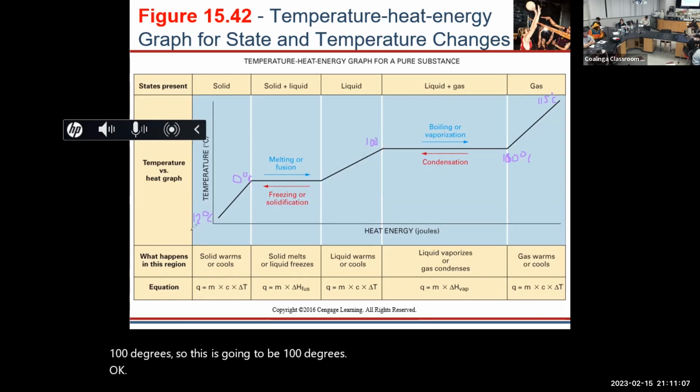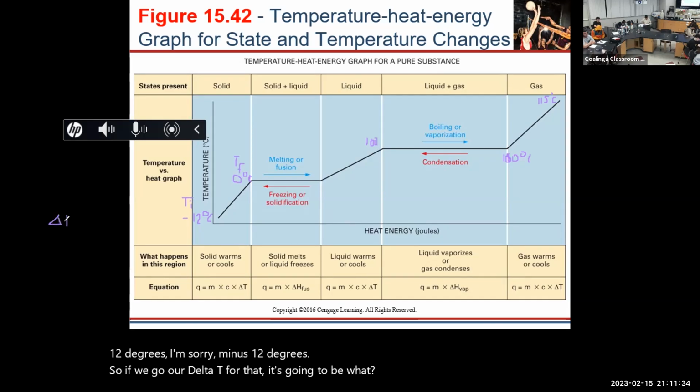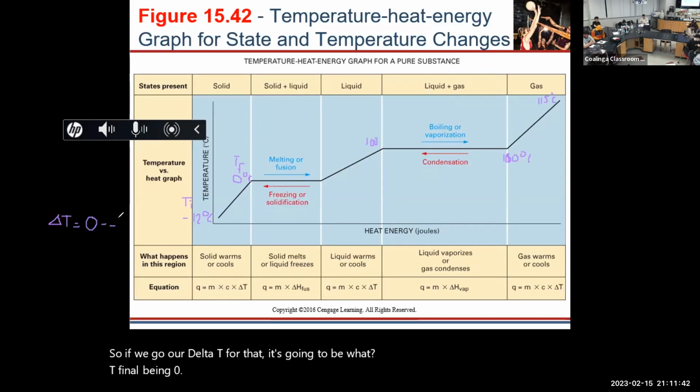Okay, so when we do these calculations, for this first stage, our T final for the ice phase is going to be 0 degrees. And then our T initial is going to be minus 12 degrees. So our delta T for that is going to be what? T final being 0 minus minus 12.